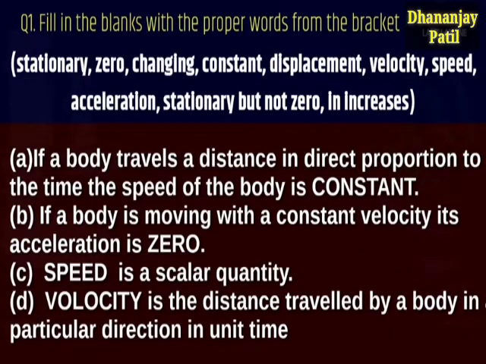The first question: a body travels a distance in direct proportion to the time, so the speed of the body is constant. So constant is the answer for the first. Then, if a body is moving with a constant velocity, its acceleration is 0. Then C, speed is a scalar quantity. Then the fourth, D, velocity is the distance traveled by the body in a particular direction in 1 unit of time.